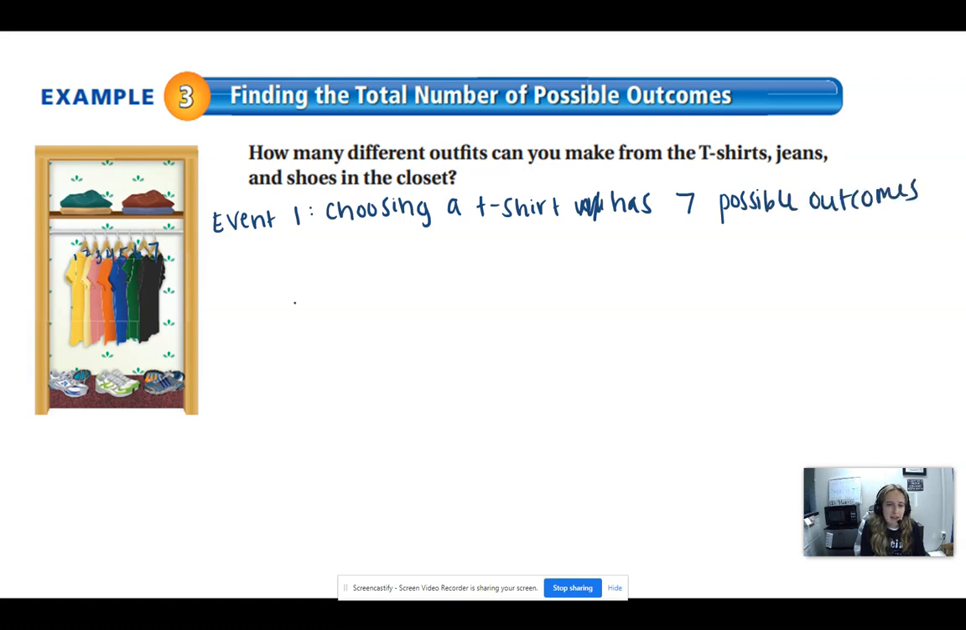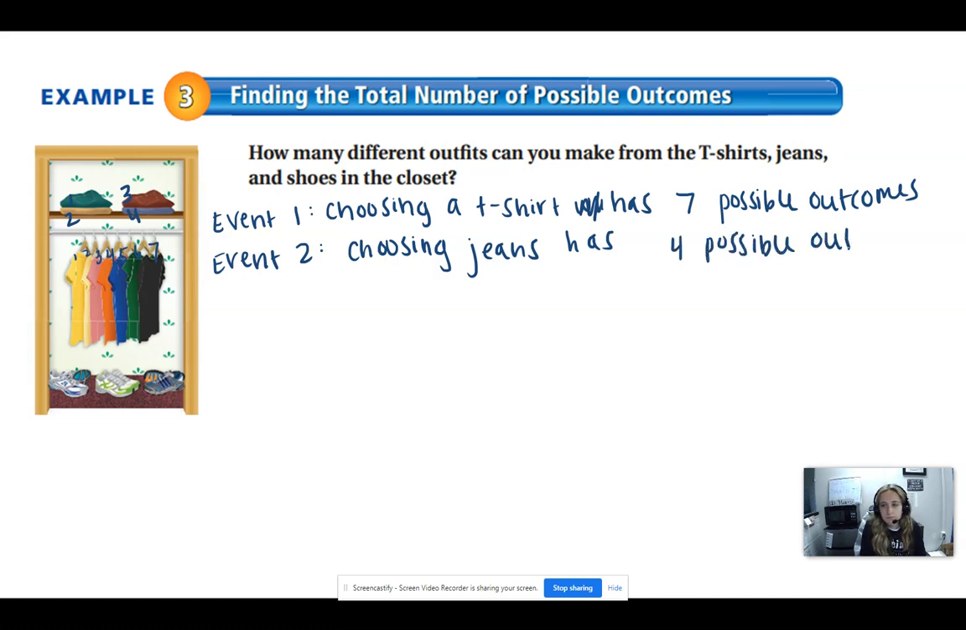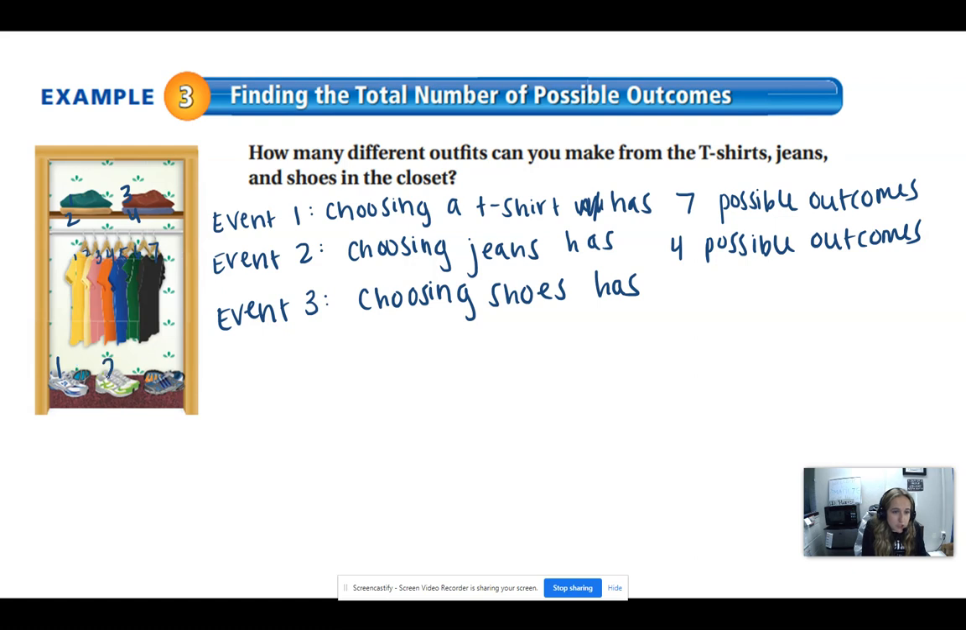Then my second event, event 2, is choosing jeans. And that has how many possible outcomes? Well, we have 1 pair, 2 pair, 3 pair, 4 pair. It has 4 possible outcomes. And then event 3 is choosing shoes. We have 1 pair of shoes, 2 pairs of shoes, 3 pairs of shoes. That has 3 possible outcomes.